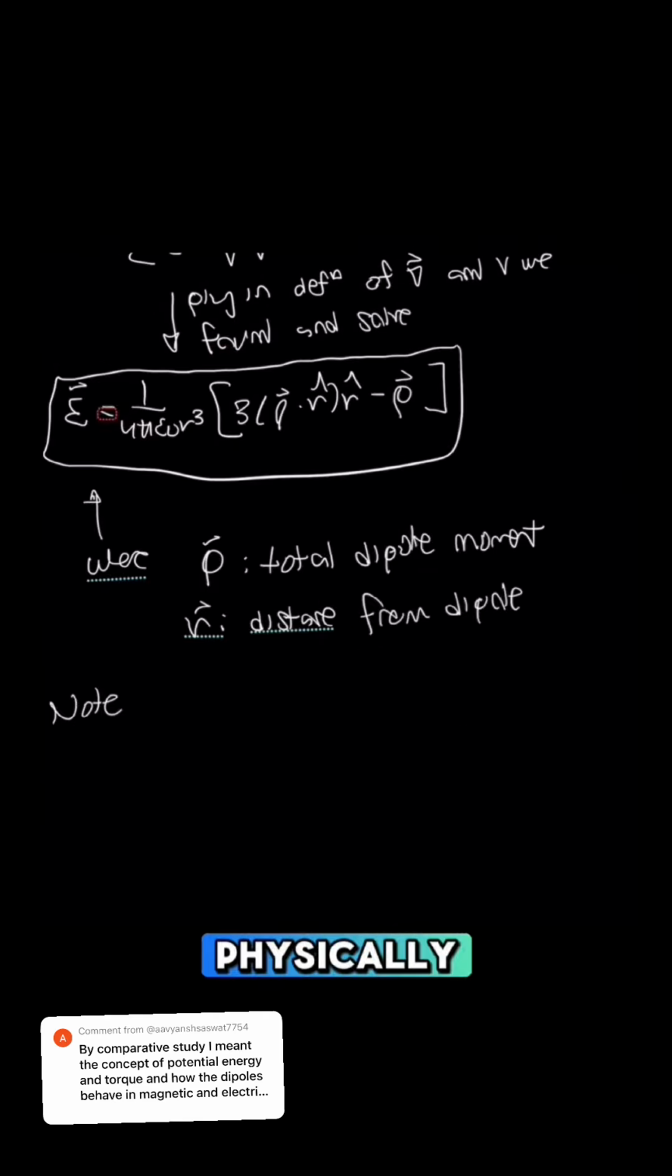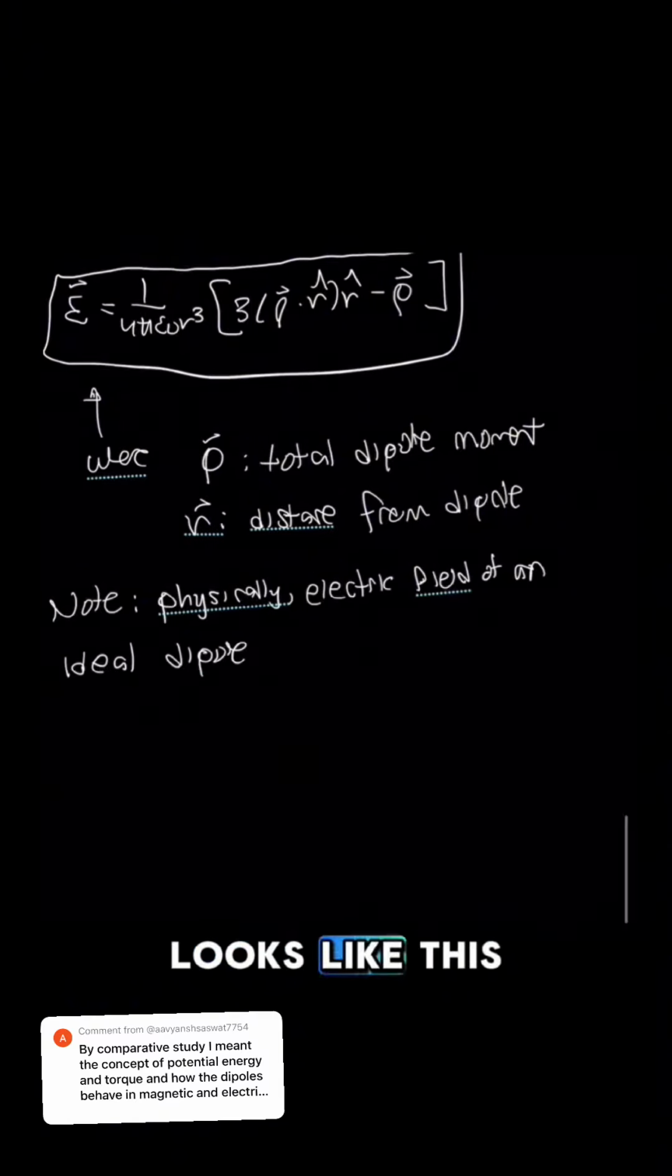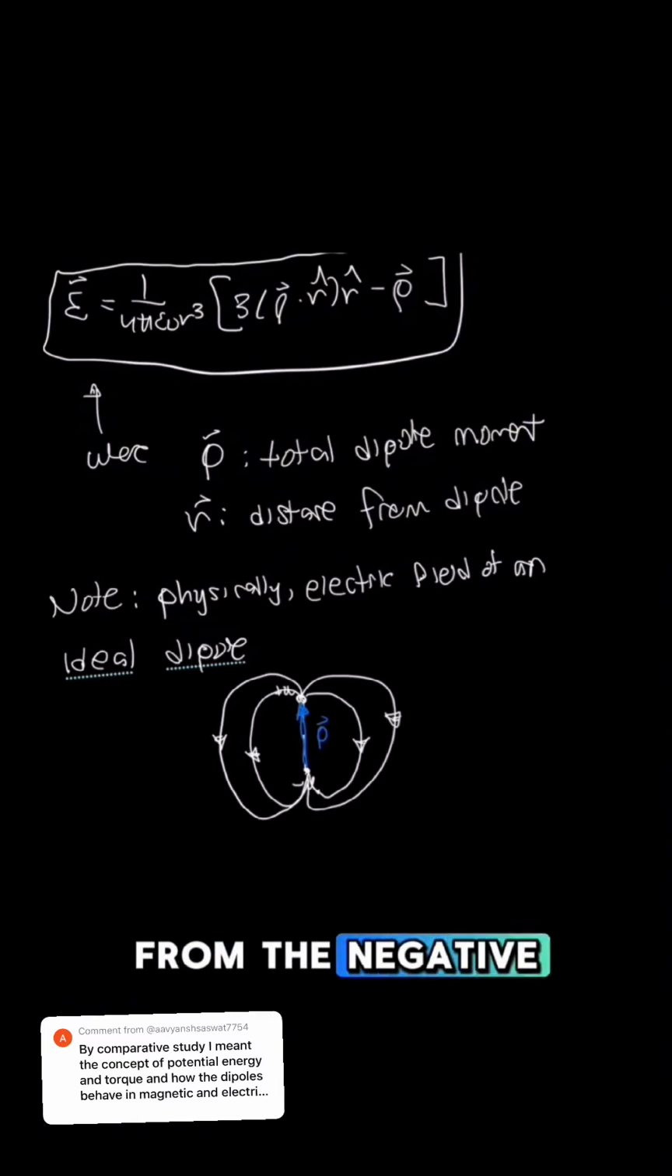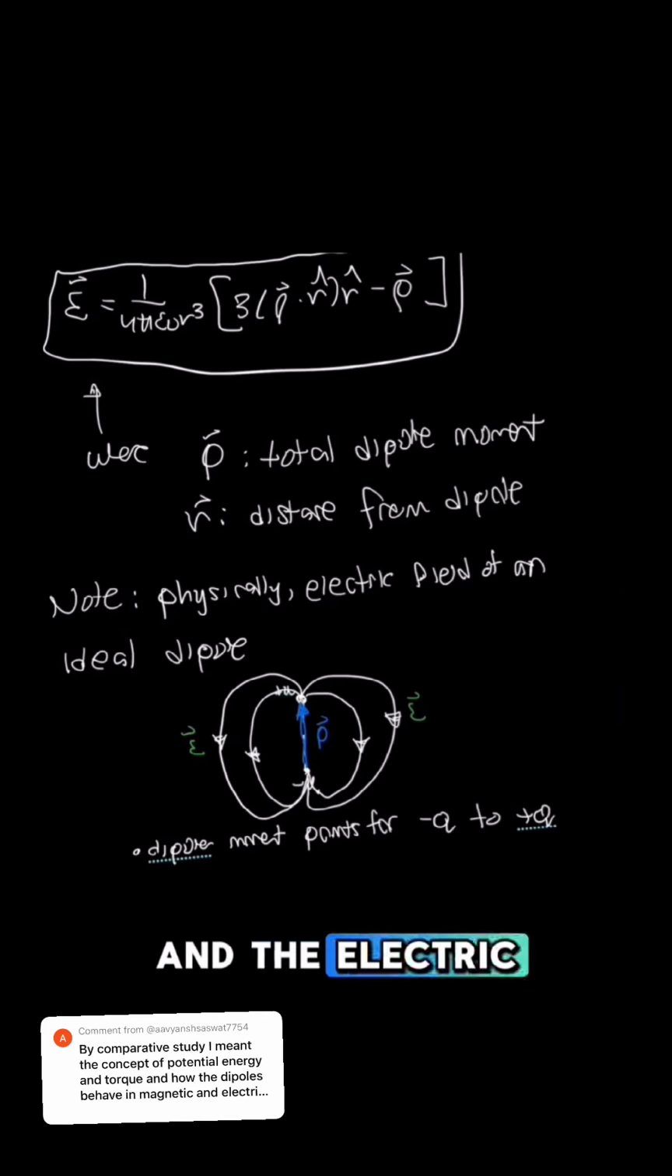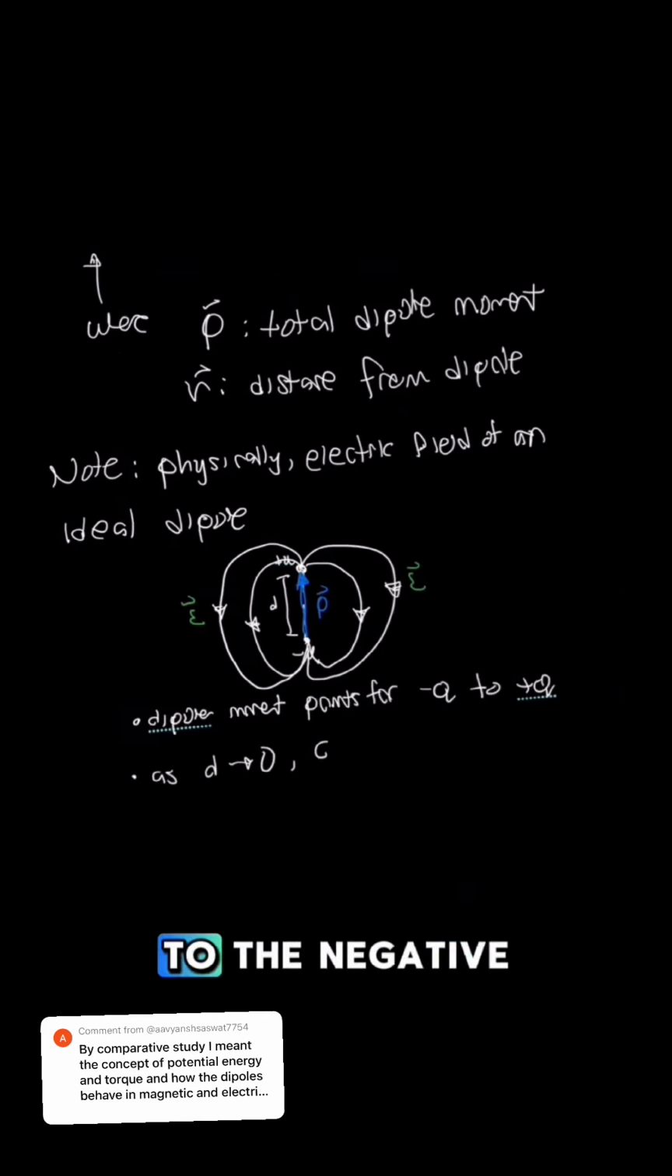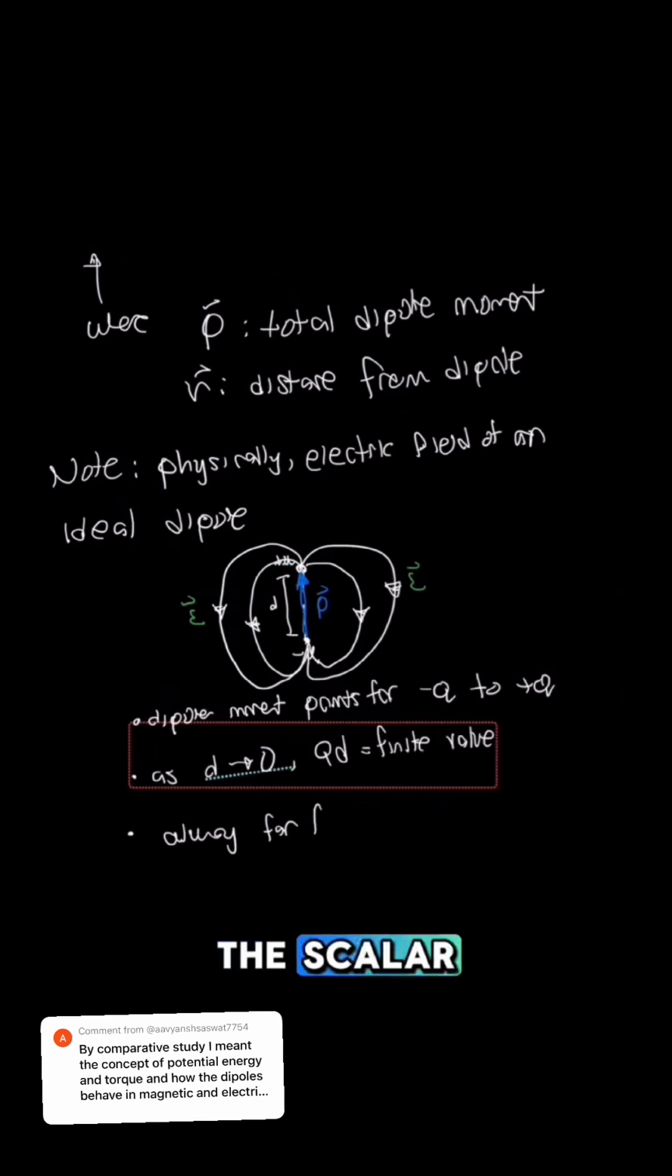And so we can note that physically the electric field of an ideal dipole looks like this, where the dipole moment travels from the negative charge to the positive charge, and the electric field travels from the positive and loops around to the negative. Always for an ideal dipole, the scalar potential is given by this equation.